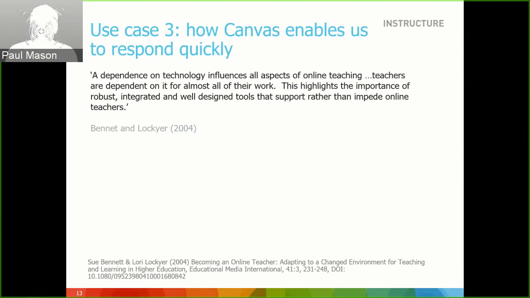Dependence on technology influences all aspects of online teaching. So everyone delivering online teaching relies on their platform, whereas for offline teachers, technology might be part of what they do. But if you're delivering online education, then technology is everything, which highlights the importance of a robust, integrated and well-designed toolset. So basically, in an online situation, your technology has to work, it has to be robust and it has to be intuitive. And Canvas is all of those things.